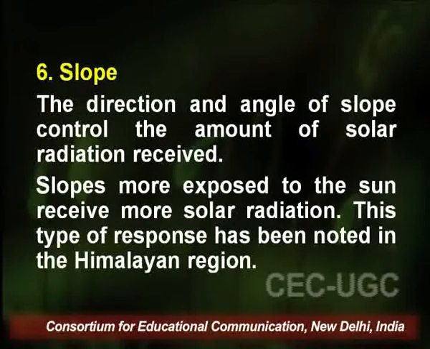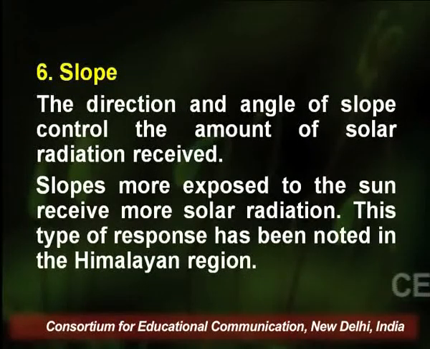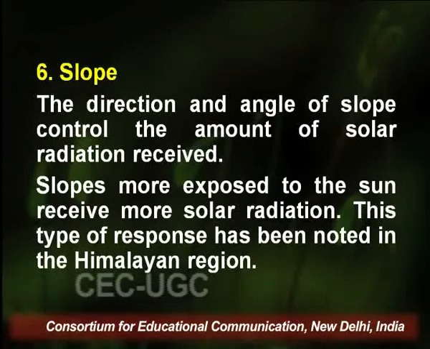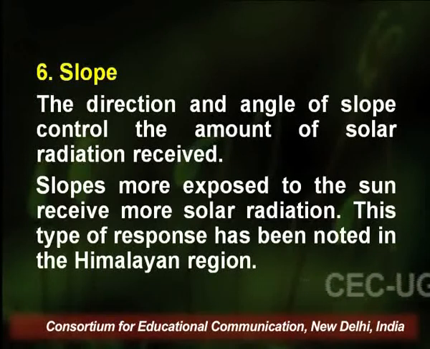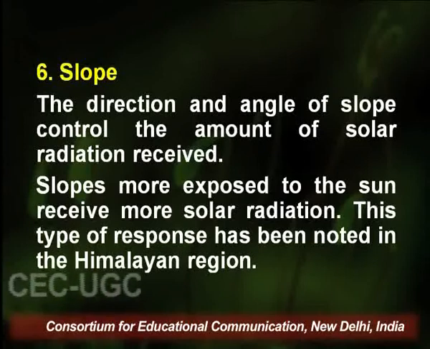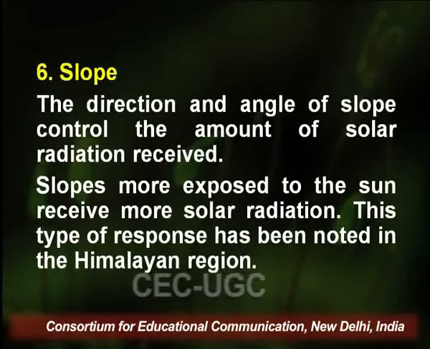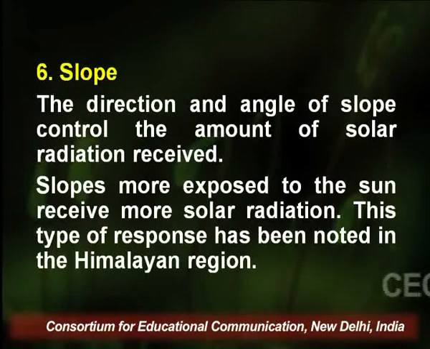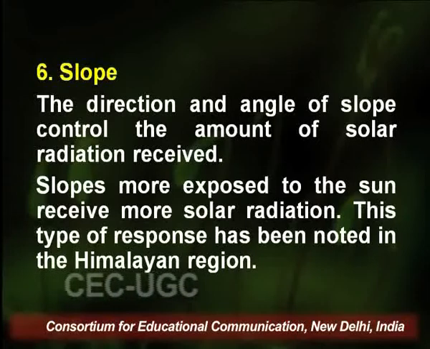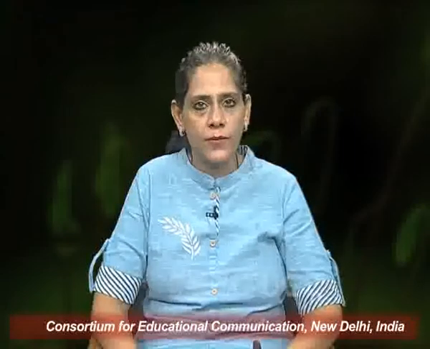Now, moving on to the next factor, slope. Slope also affects the amount of solar radiation which is trapped, which is taken up by the earth. The direction and angle of slope control the amount of solar radiation which is received. Slopes more exposed to the sun will receive more solar radiation. This type of response has been noted in the Himalayan region.